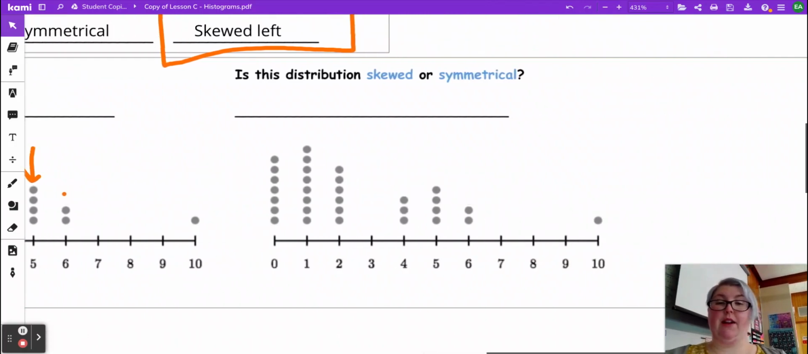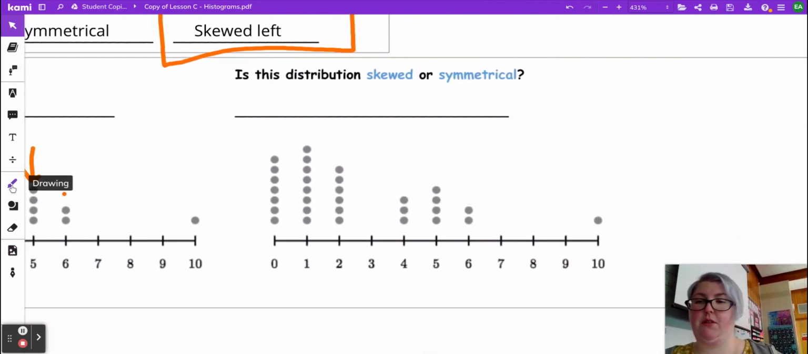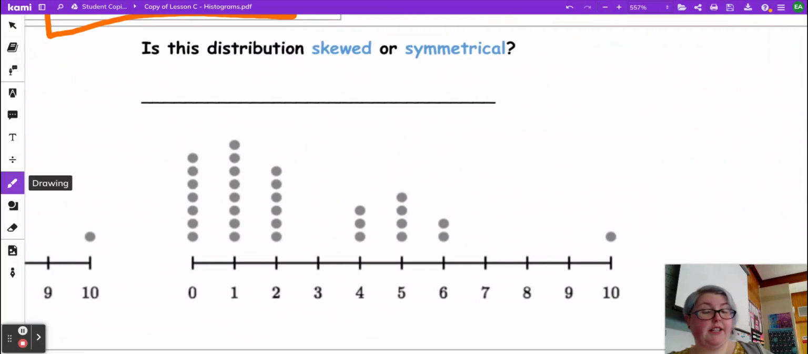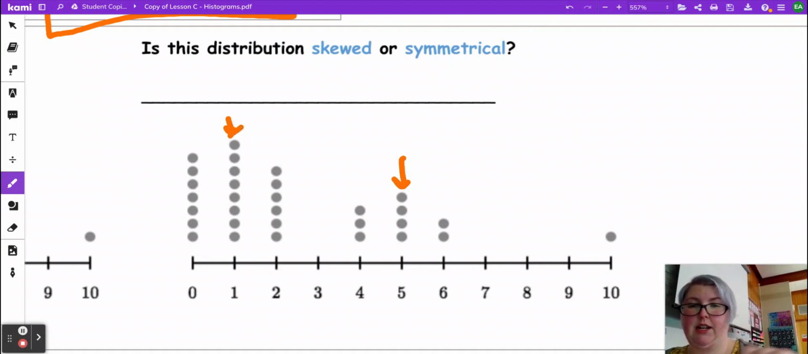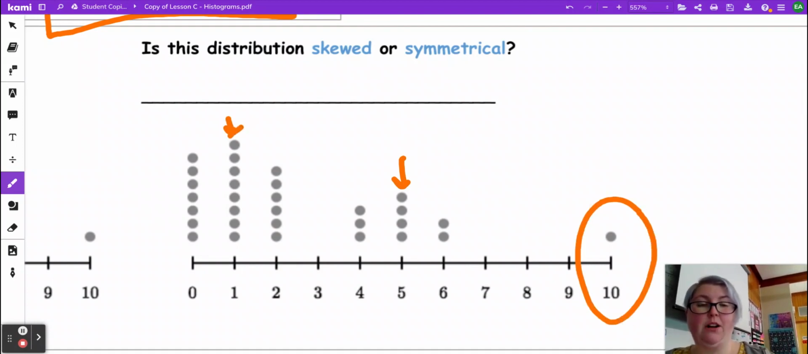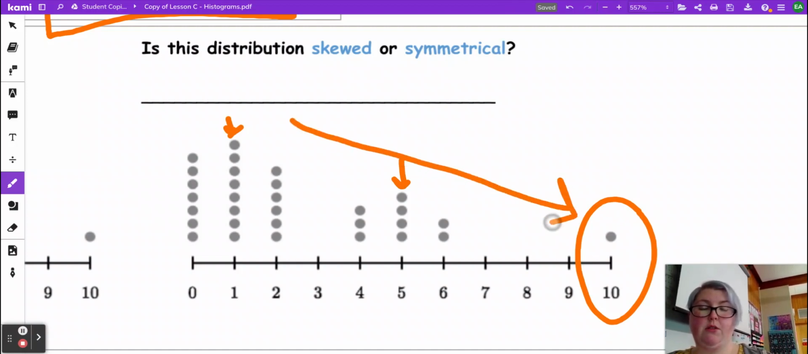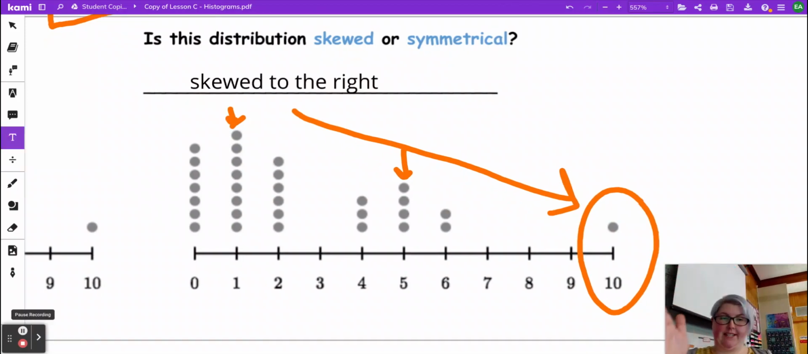All right, now we have to talk about, is this distribution skewed or symmetrical? Each of our clusters is symmetrical because we've got the peak in the middle and we've got data on either side, but we have this outlier over here at 10, so that is forcing our data to be skewed to the right. As you move from left to right, the trend goes down overall.